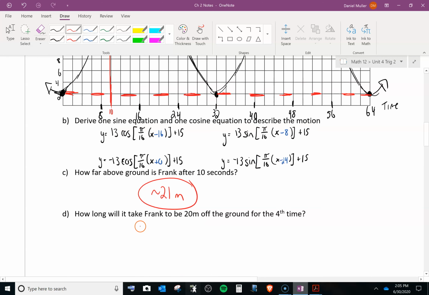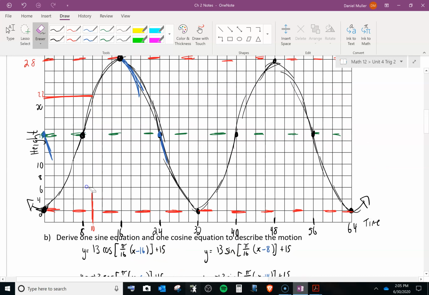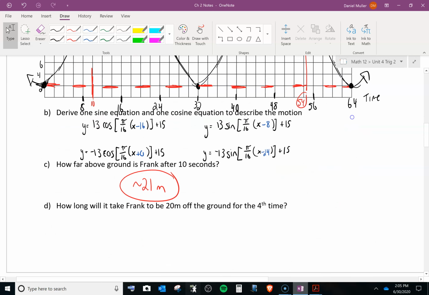All right, so how long will it take Frank to be 20 meters off the ground for the 4th time? So let's erase this. And then you're off the ground, how many meters did it say? 20. So 15, 16, 18, 20. Okay, so this is 20. So here's the first time. That's on your way up. And then you're at 20 meters on your way down. Then you go for a second time, 20 meters on your way up. And then on your way down, it looks like here, if that's 56, you're looking at around 54. So it takes approximately 54 seconds if we want to go around for the 4th time.